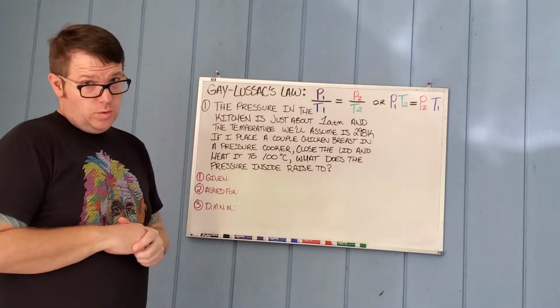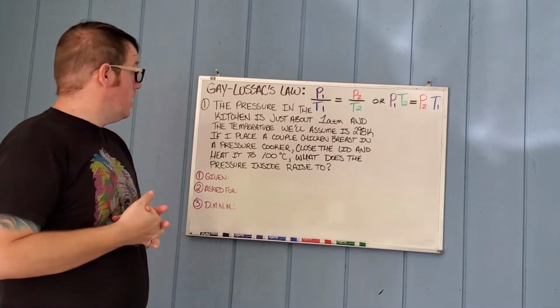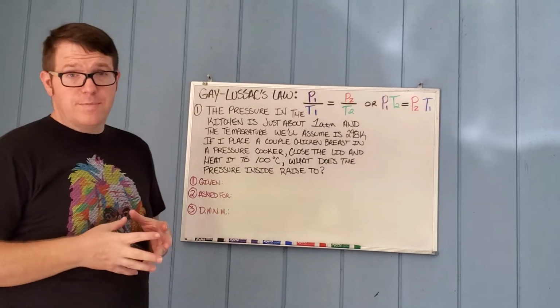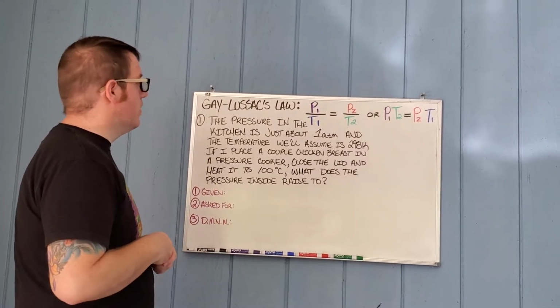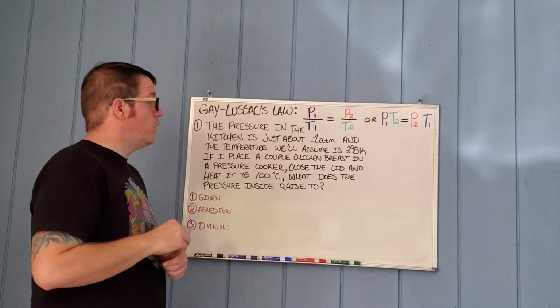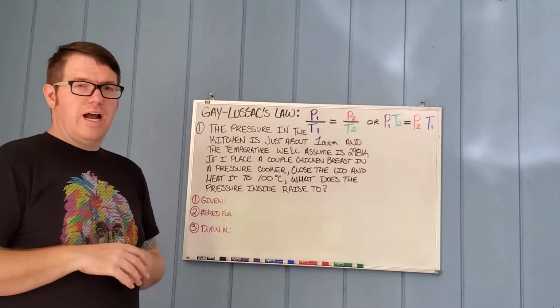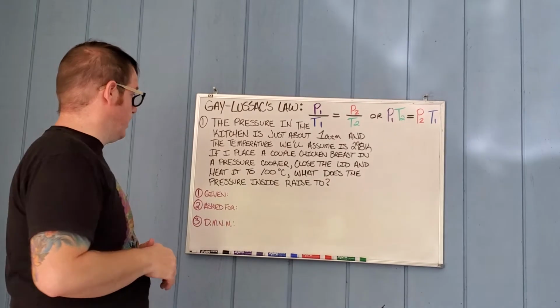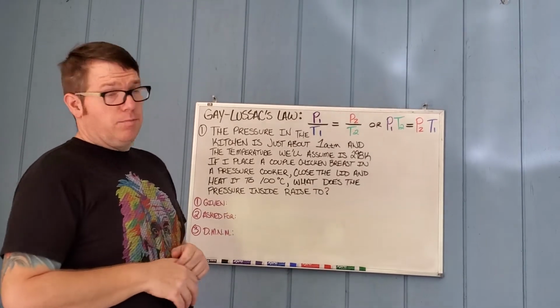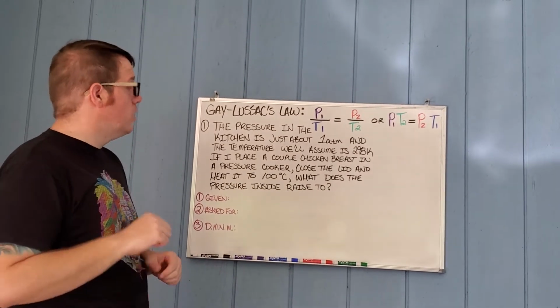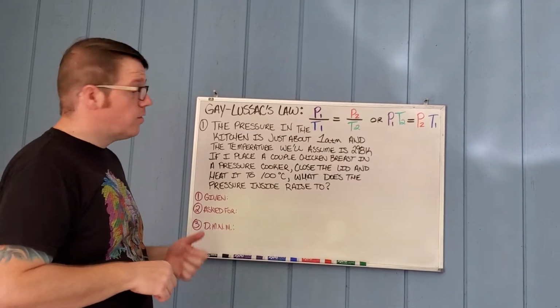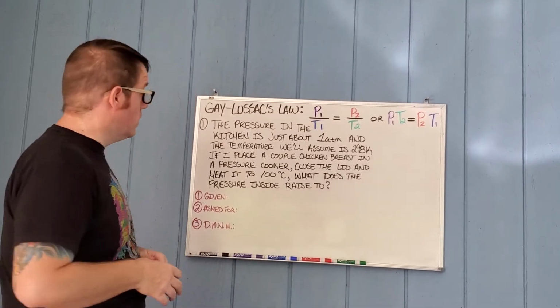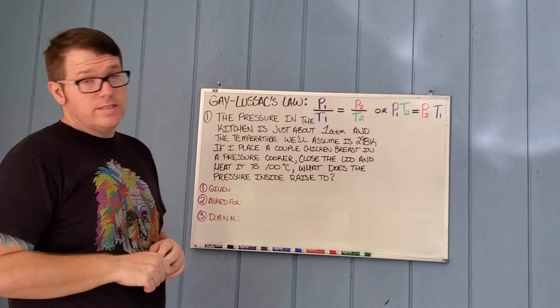So the first question that we're going to work is, the pressure in our kitchen is just about 1 atmosphere. That's because we're close to sea level. The temperature we will assume is 298 Kelvin, which is about room temperature, about 25 Celsius or 72 degrees Fahrenheit. If I place a couple of chicken breasts in a pressure cooker, close the lid, and heat that pressure cooker to 100 degrees Celsius, which is the boiling point of water, what does the pressure inside rise to?